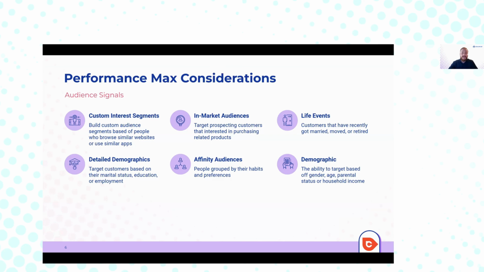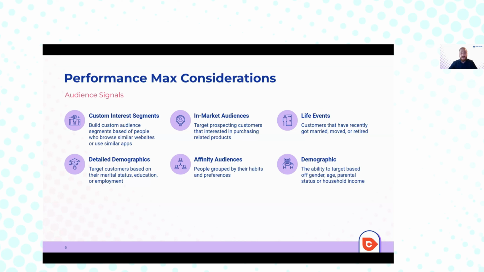These considerations and settings that we have at our disposal include custom interest segments. This is a really cool feature that we use here at Cardinal Digital Marketing, and this allows you to build custom audience segments based off people who browse similar websites or use similar apps. Think of this as a way to conquest competitors, and you can simply type in your competitor's website and make sure that your Performance Max campaign is working in tandem with your conquesting search campaigns to reach these users who are actively seeking out similar website properties to your competitors that you've called out.